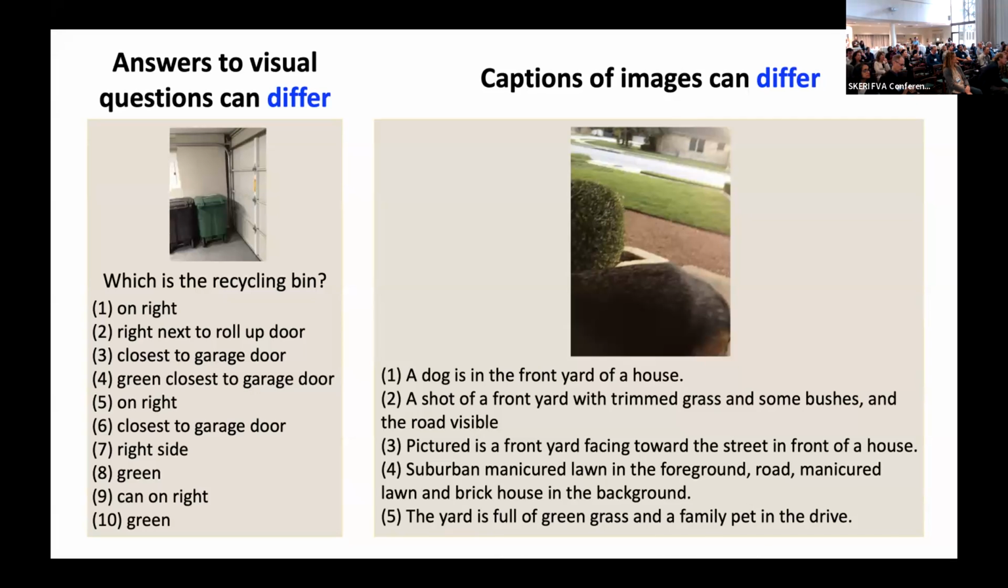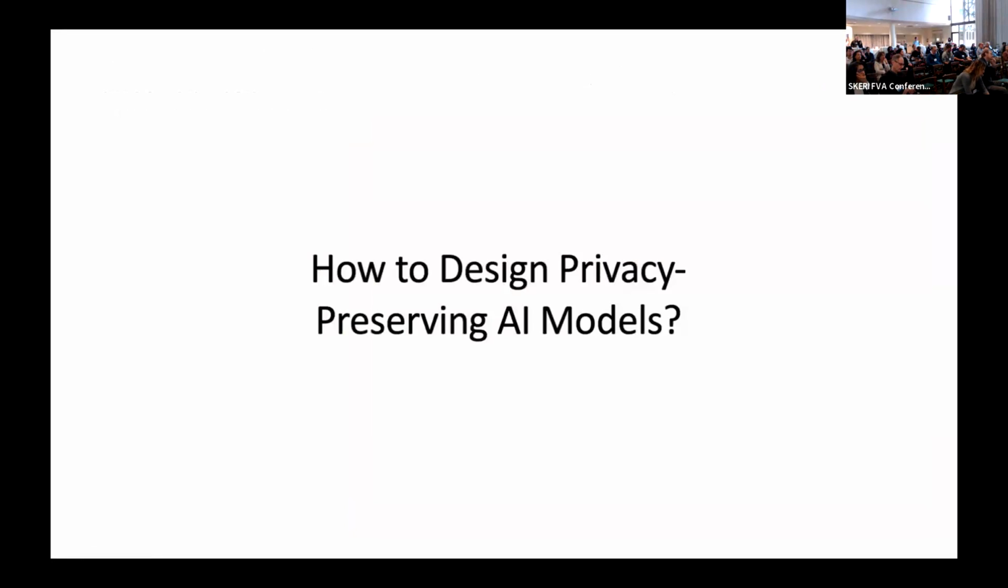This is also true for captioning images. I show here an image that has been captioned by 5 different people, saying a dog is in the front yard of a house, a shot of a front yard with trimmed grass and some bushes and the road visible. Pictured as a front yard facing toward the street in front of a house. Hopefully you get the idea that different people are automatically thinking of different kinds of information to provide. And there's a question of what should be in a description that we give to an end user. And maybe this should also be personalized to different users and results that they want.